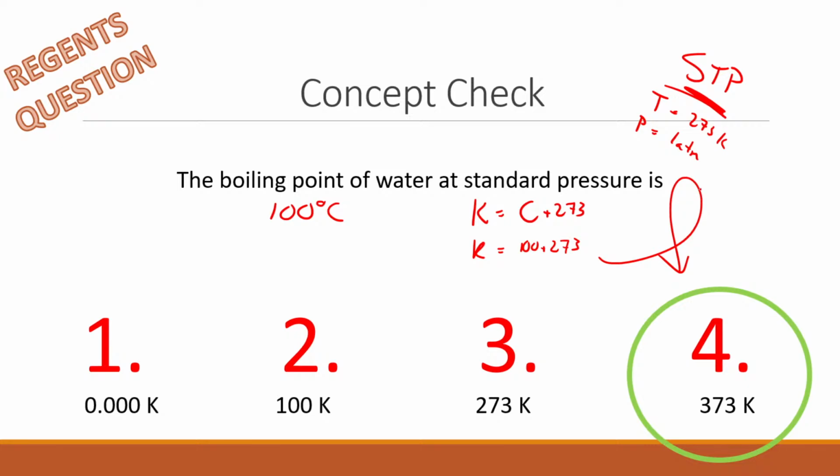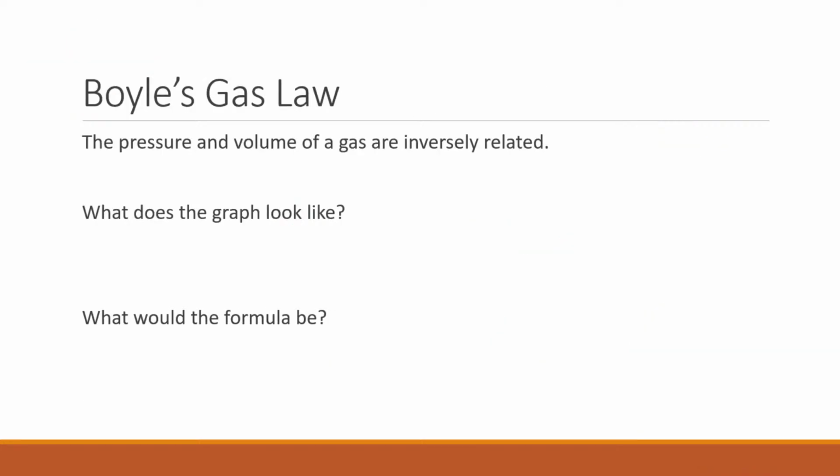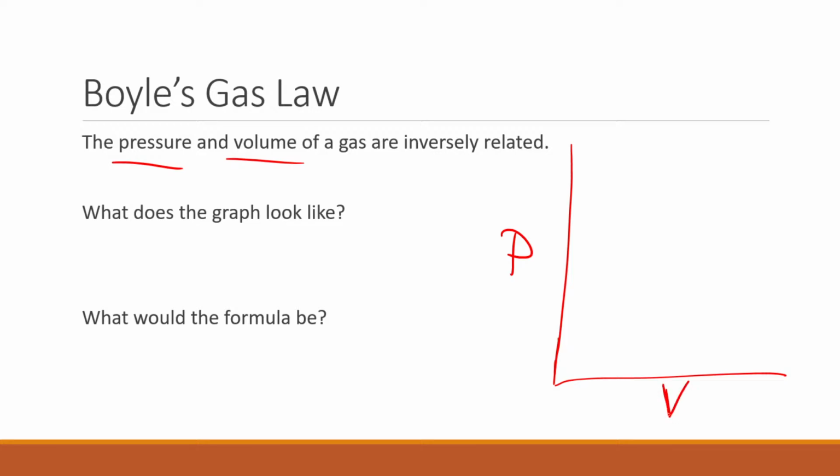So let's start looking at relationships between our properties of gases. The first relationship we're going to look at is between pressure and volume. Scientists by the name of Boyle studied the pressure and volume of a gas, and he found that the two things are inversely related. So if I were to draw an inverse relationship, what would that look like? What's an inverse relationship?